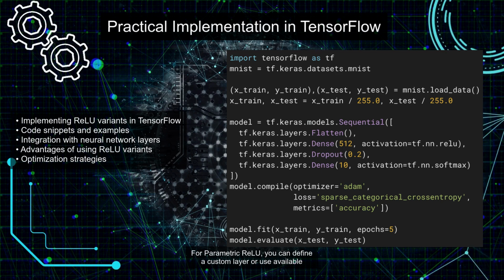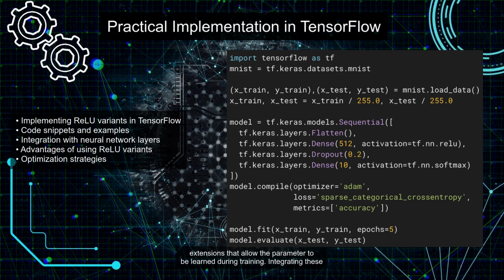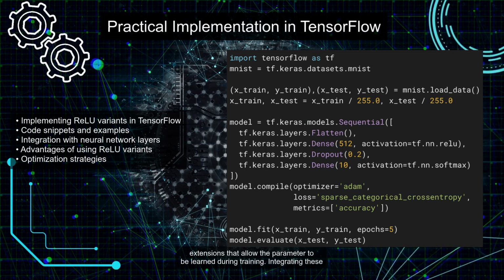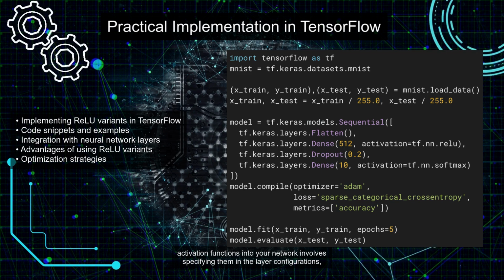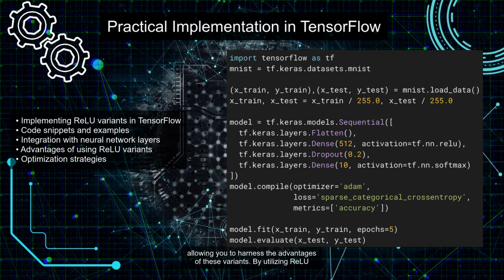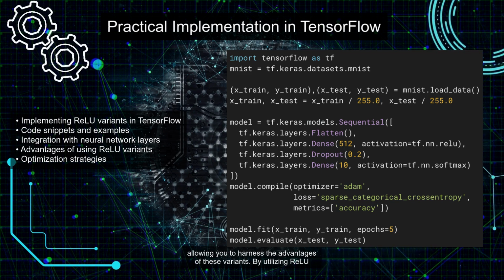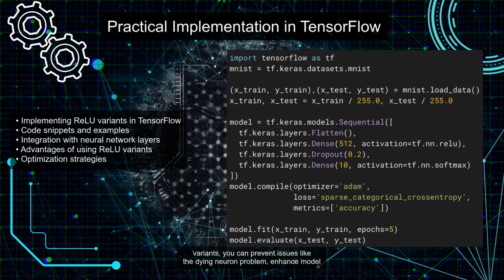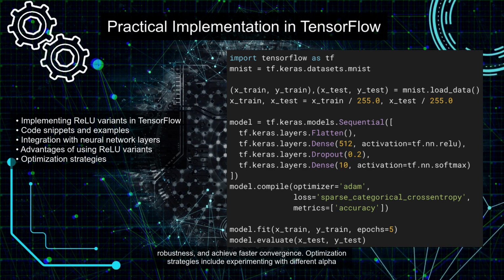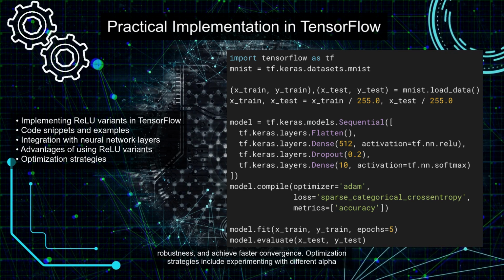For parametric ReLU, you can define a custom layer or use available extensions that allow the parameter to be learned during training. Integrating these activation functions into your network involves specifying them in the layer configurations, allowing you to harness the advantages of these variants. By utilizing ReLU variants, you can prevent issues like the dying neuron problem, enhance model robustness, and achieve faster convergence.